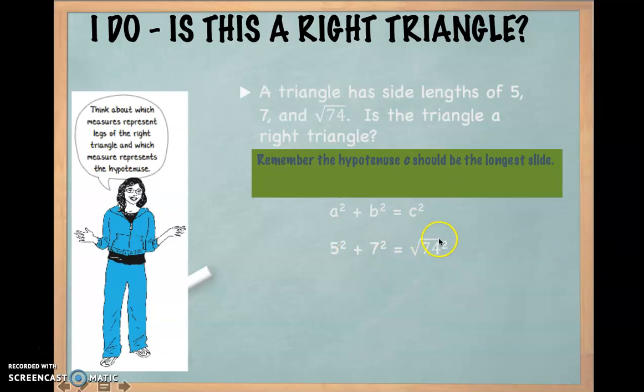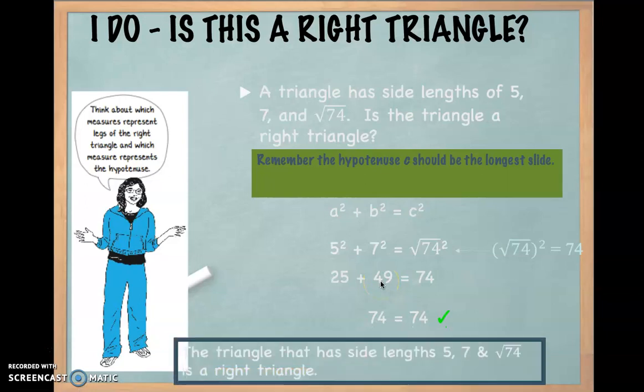Remember what we said, square times root. This right here just cancels each other out and you get 74. 25 plus 49, it does add together to 74, and I could determine this is a right triangle. The next two triangles are going to be in diagram form instead of word form. But please remember, this times this cancels out, so your number just comes out.